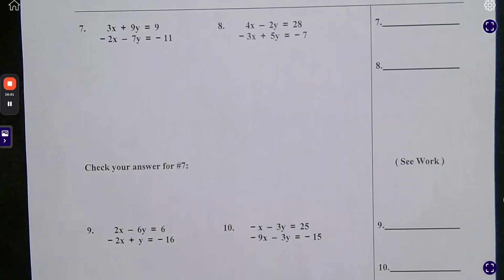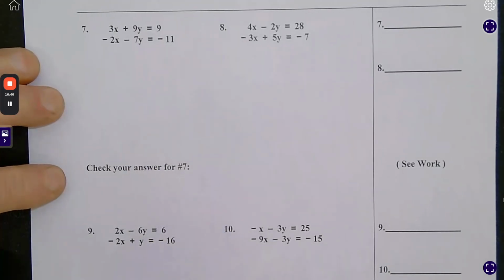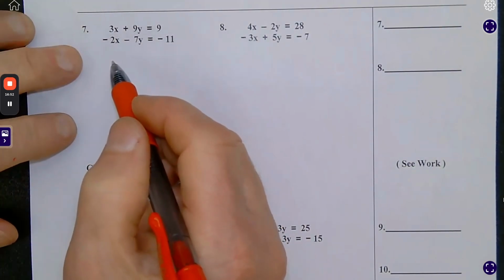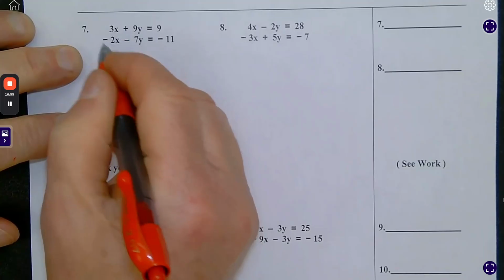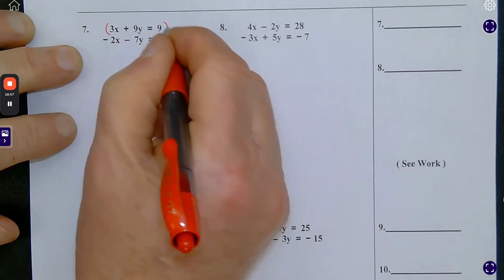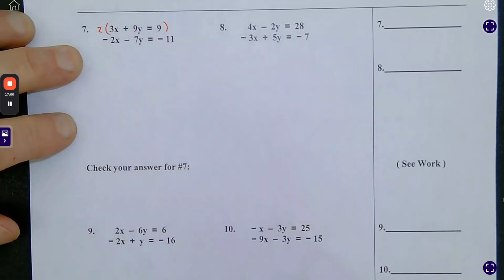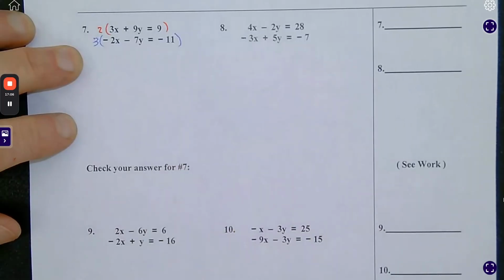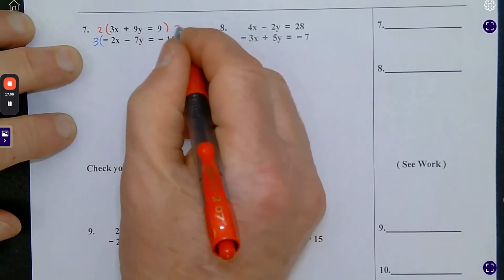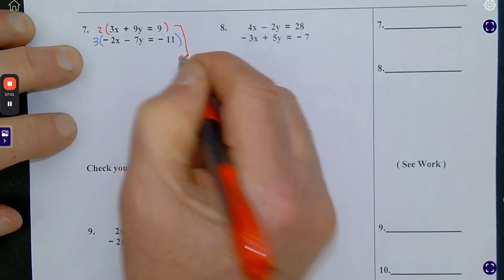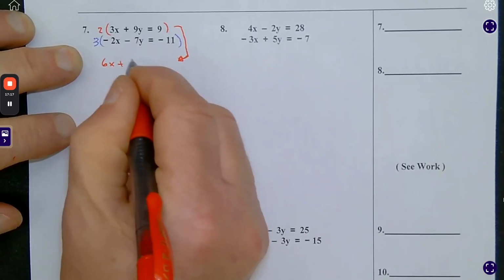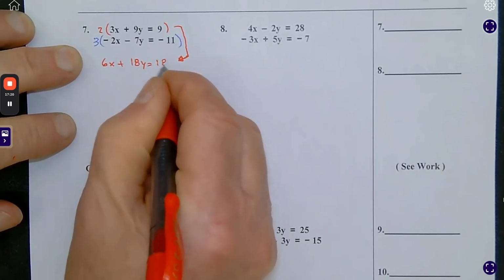Here's problem number 7. So sometimes you got to manipulate both equations, and that's what's going to happen here. Okay, so what I notice is that I'm going to have to multiply both the top and the bottom by a number to get opposites. So I'm going to go ahead and get opposites in front of my x. So if I multiply this by 2, that'll give me a 6x. And if I multiply this by 3, that'll give me a negative 6x. And so this will give me opposites there. So when I multiply an equation through, I got to multiply every term. It's an inverse operation. 2 times 3 is 6x plus 18y equals 18.